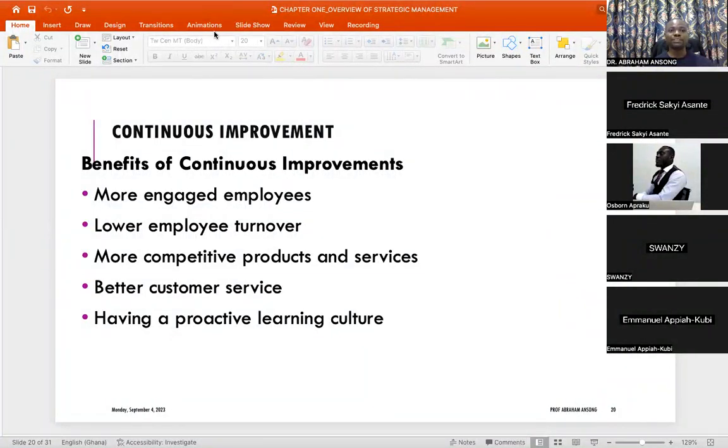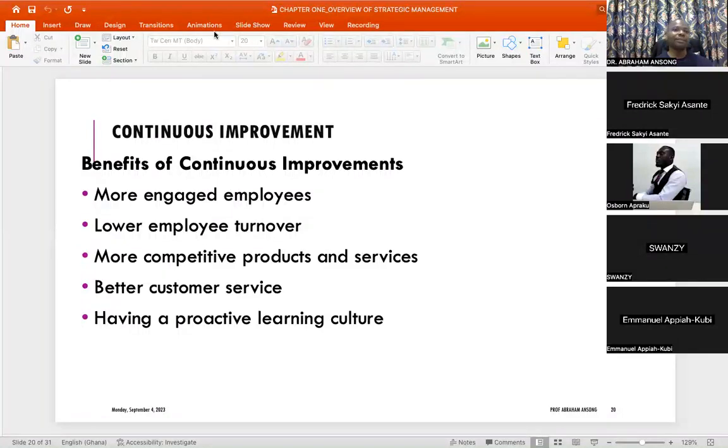It will lead to lower employee turnover. There is a correlation. Once people become so engaged with their work, there is less likelihood that they will be leaving their job. So once it leads to employee engagement, it could lead to lower employee turnover as well. It can lead to more competitive products and services. I think this is obvious, right? Because continually, employees will always find a way to render better products and services.